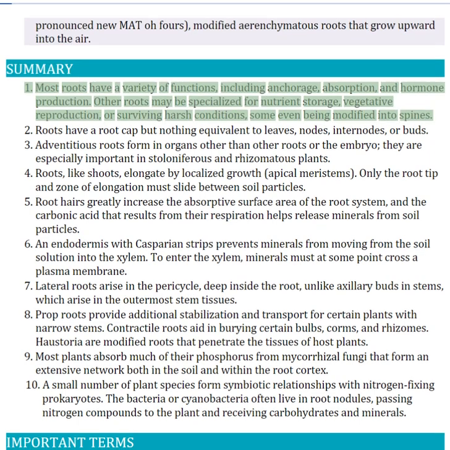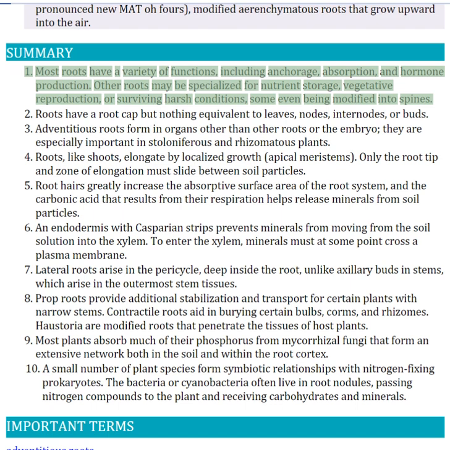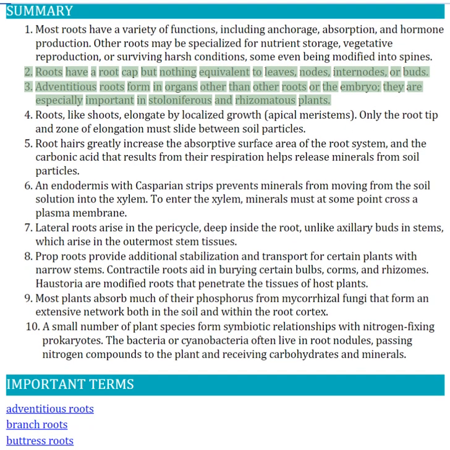Summary. 1. Most roots have a variety of functions, including anchorage, absorption, and hormone production. Other roots may be specialized for nutrient storage, vegetative reproduction, or surviving harsh conditions, some even being modified into spines. 2. Roots have a root cap but nothing equivalent to leaves, nodes, internodes, or buds. 3. Adventitious roots form in organs other than other roots or the embryo. They are especially important in stoloniferous and rhizomatous plants.